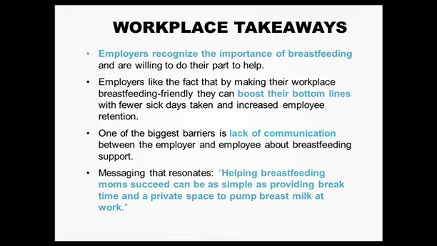We also looked at the role of employers and workplaces. These days, a majority of women who have newborn babies are working outside of the home and must return to work shortly after giving birth. In the focus groups with new moms, we heard this is such a barrier that some women don't even start breastfeeding because they know they'll have to go back to work quickly.